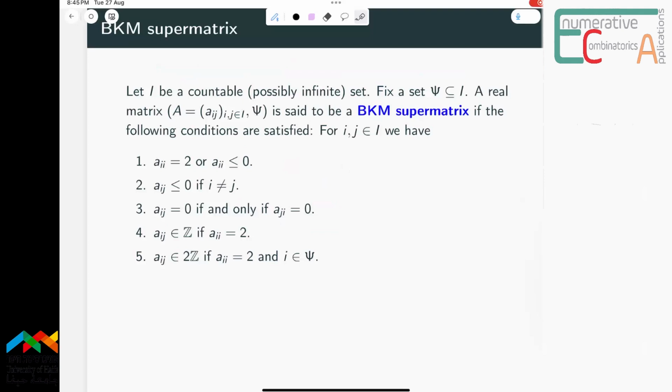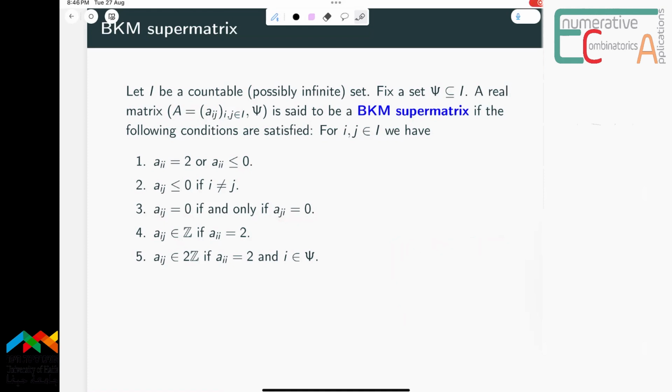So people who don't know Lie algebras can consider this as just a matrix whose diagonal entries are either 2 or any non-positive number. The other entries in that row can be non-positive for i not equal to j. If a_ij is 0, then the a_ji entry is also 0. But if my diagonal entry is 2, then all entries in that row are integers.